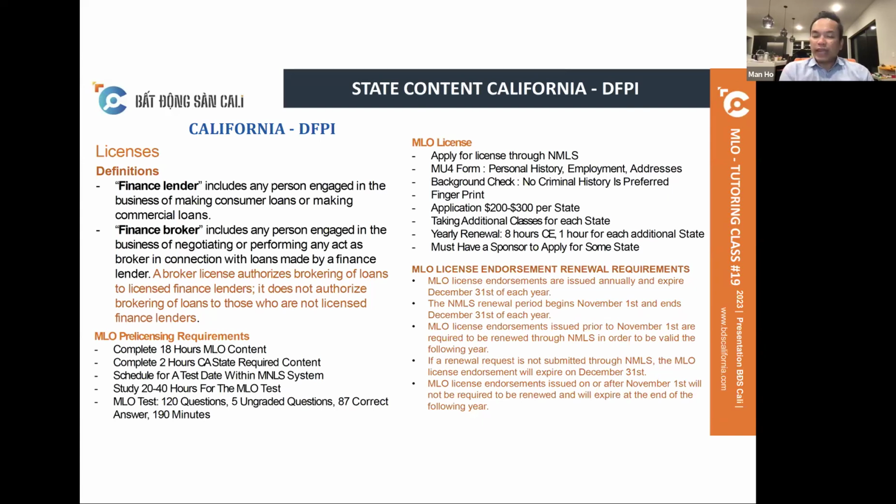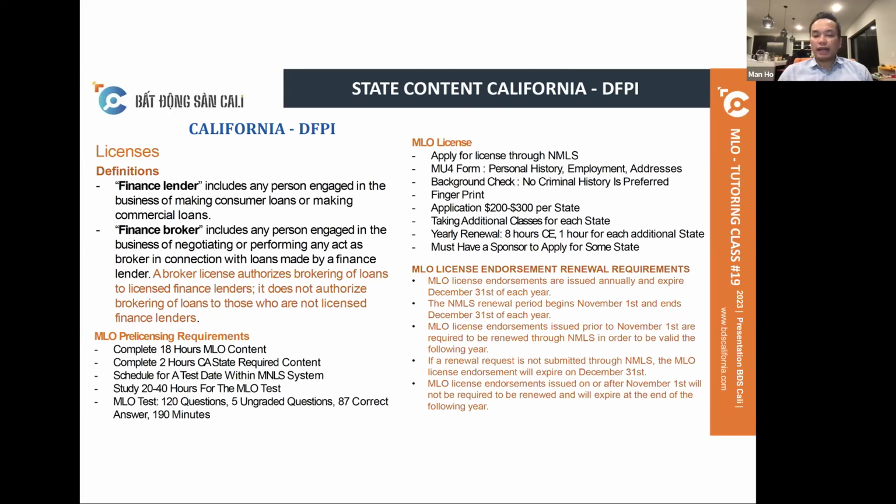For the MLO license, apply for a license through NMLS. So let's say you pass the test. The next step is that you're going to apply for a license, so that once you're done, you can officially practice as an MLO under the DRE. I shouldn't say license, I should say endorsement, in California. So apply for a license through NMLS by filling out an MU4 form.